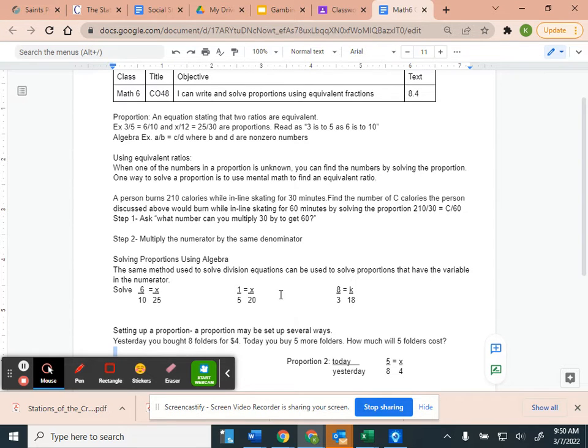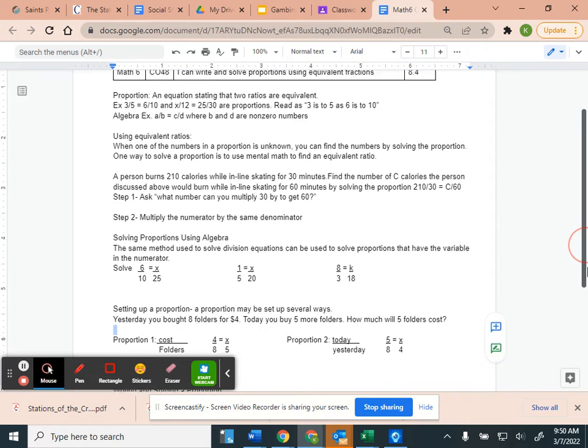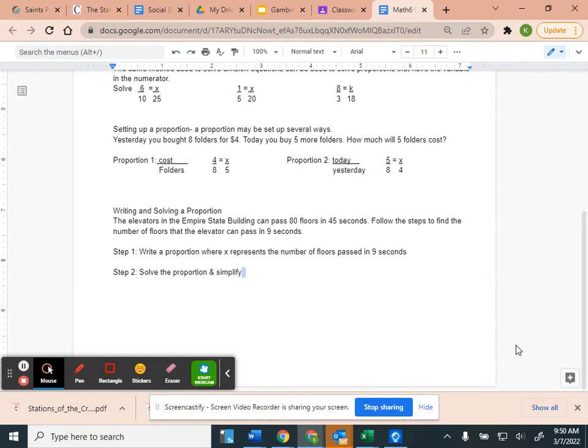Well, I should be able to scroll down more. There we go. That looks better.